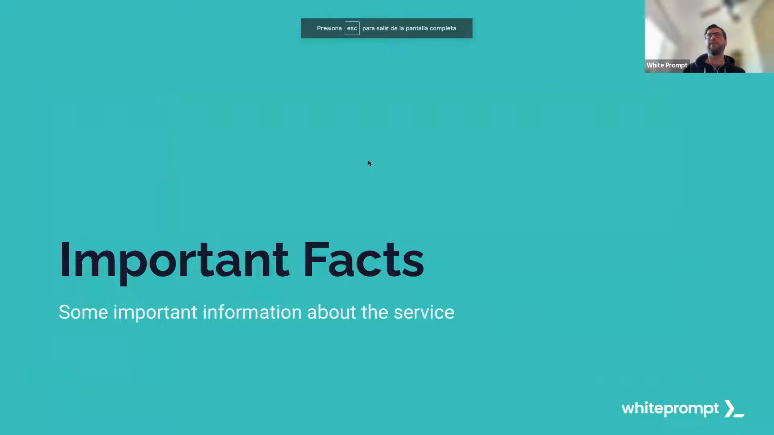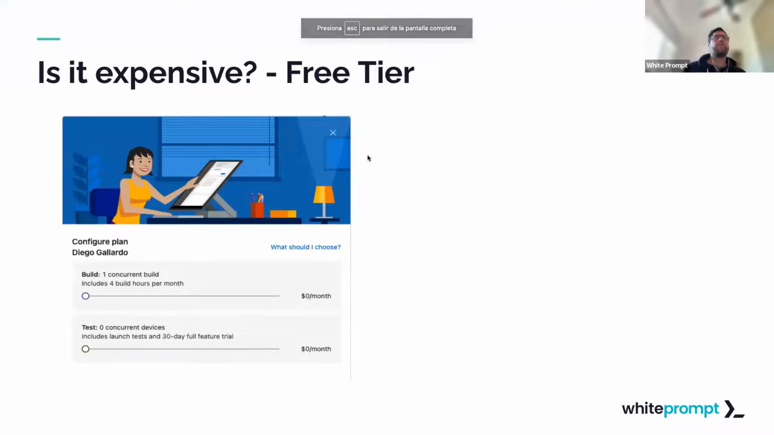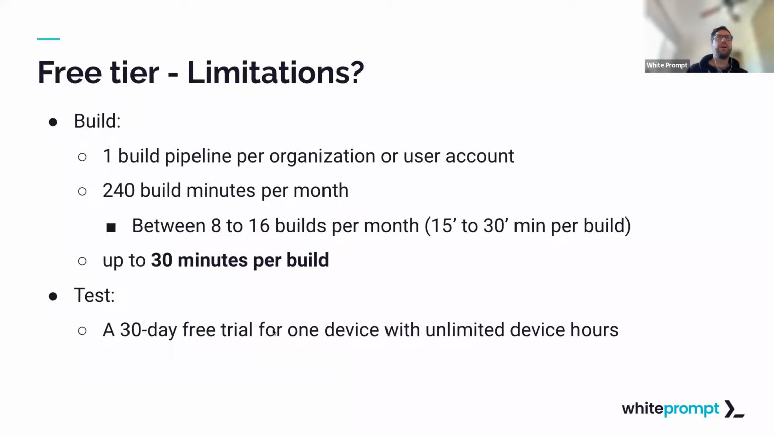Some important facts. Well, is it expensive? They provide a free tier, right? The free tier is like this. It provides 1 concurrent build at a time and up to 4 hours per month. And to do some tests, they also provide a free tier. And what are the limitations? It's 1 build pipeline per organization or user account. So basically, you can do 1 build at a time. The limitation is more related to time. They offer 240 build minutes per month.